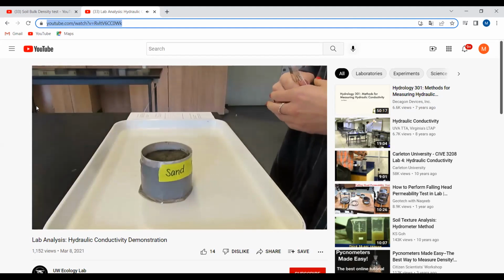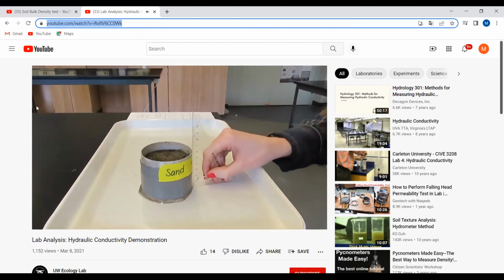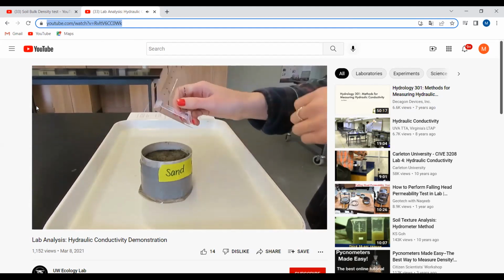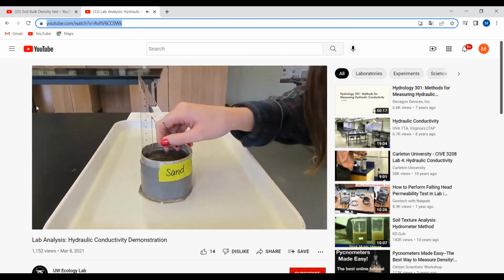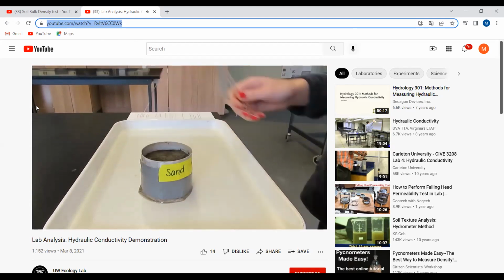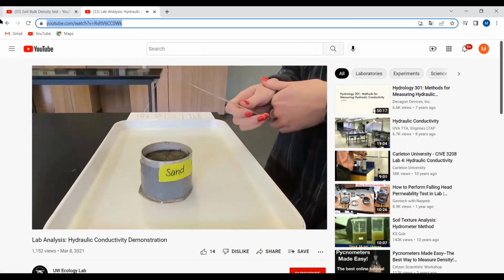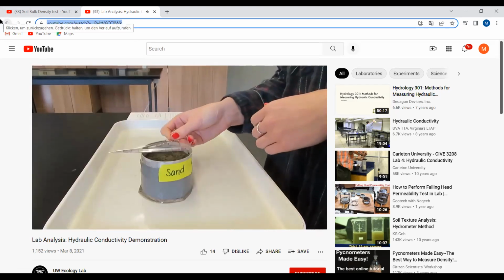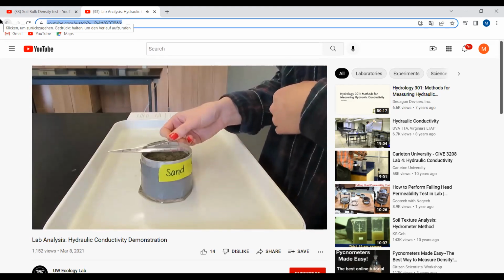To calculate hydraulic conductivity, you need a few measurements from the Darcy permeameter. First, you need to know the sample height. We get that by measuring the total height, which is 6.5 centimeters, and then subtracting the space between the substrate and the top, which is 1.5 centimeters. You'll also need to know the sample surface area, and to calculate that, you need to know the diameter of the Darcy permeameter, which is 7.5 centimeters.